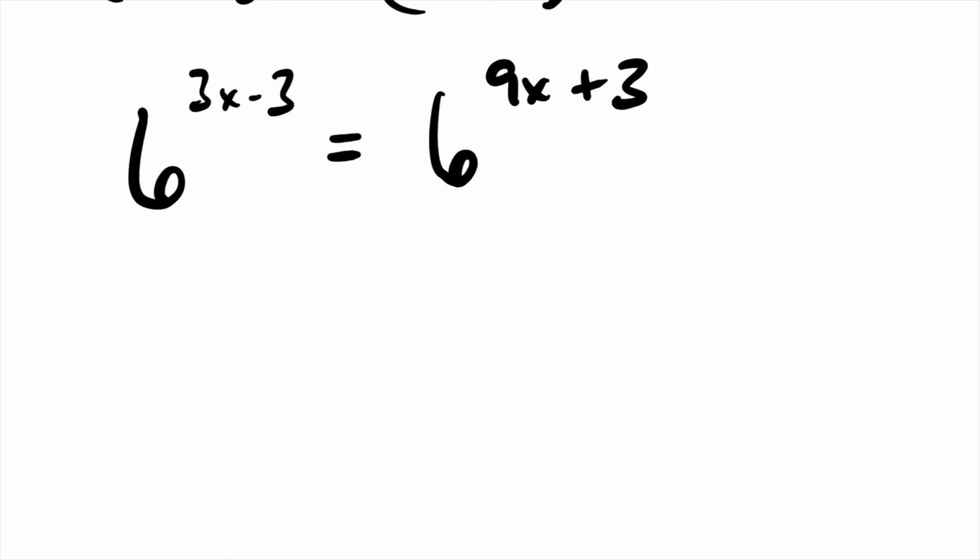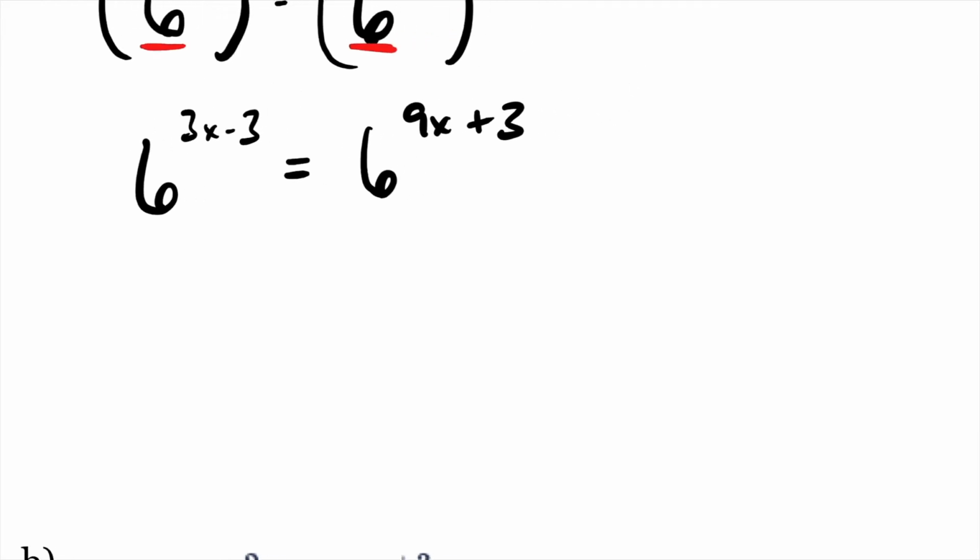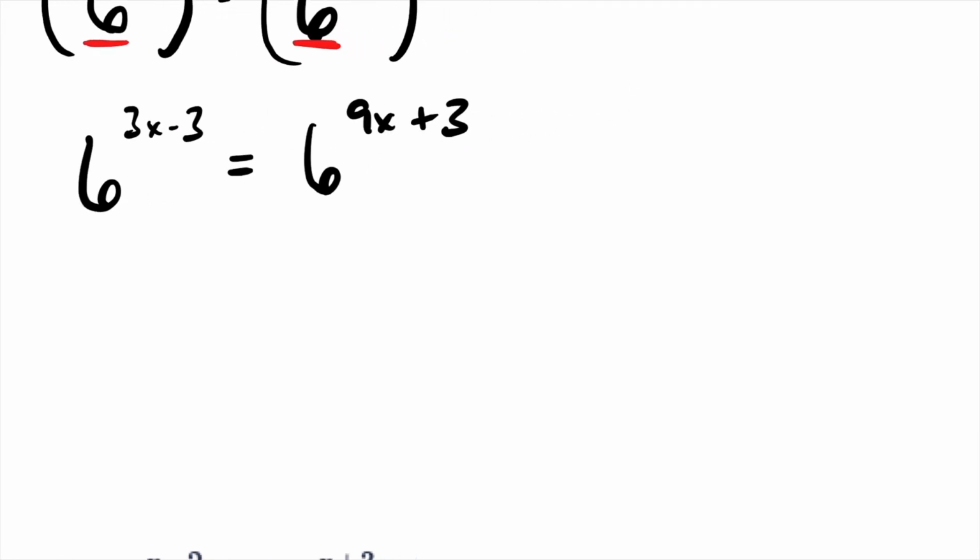If the bases are the same, what has to be true about the exponents? They also have to be the same. They have to. Otherwise, they wouldn't have written that equal sign. Okay? So the last step says, set the exponents equal to each other.